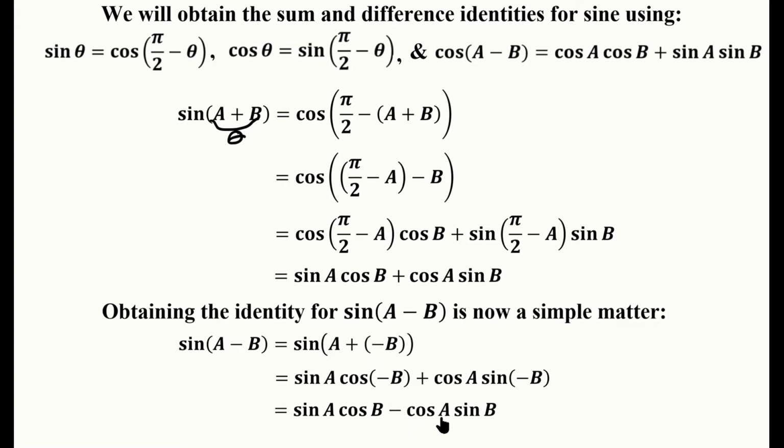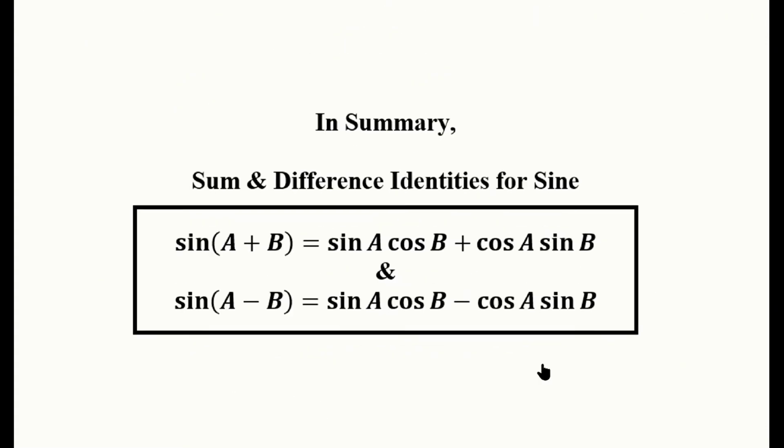So we get minus cosine a cosine sine b. And there is the identity for sine of a minus b. We'll summarize it nicely on the next page. So we have sine of a plus b equals sine a cosine b plus cosine a sine b.